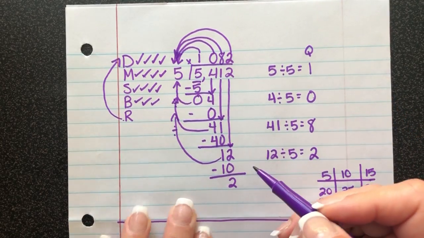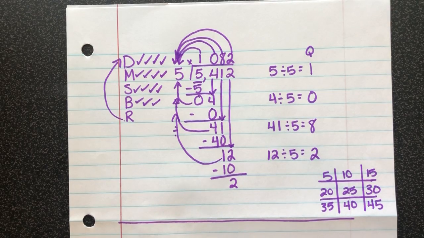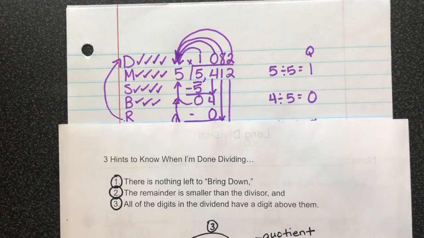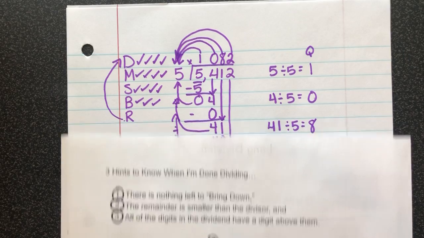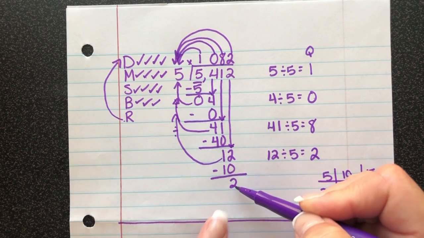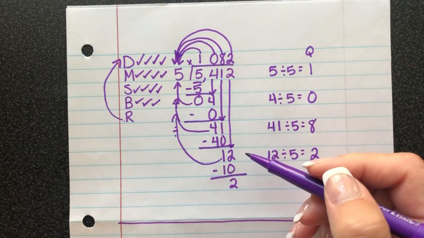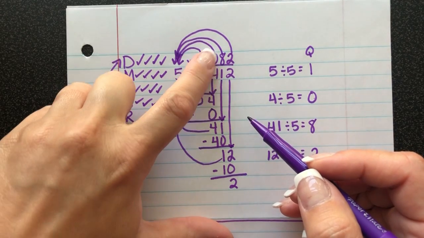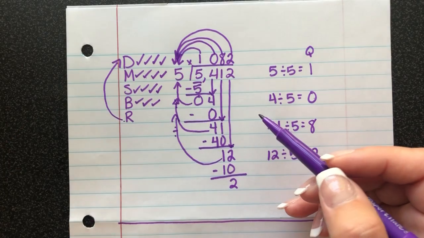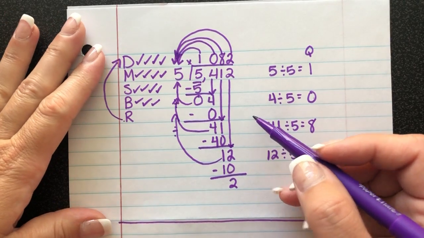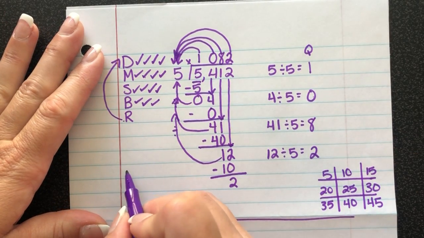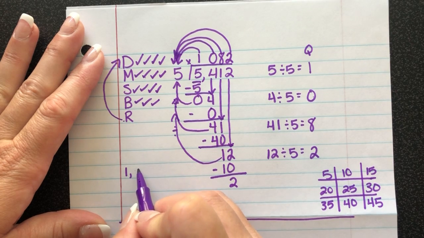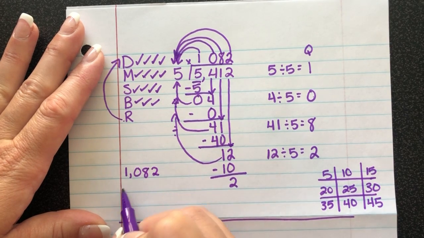So I've subtracted. Now I need to bring down. Well, there's nothing to bring down. That's clue 1. Clue 2, is the remainder smaller than the divisor? Yes, it is. 2 is smaller than 5. Okay, third clue, are all my digits covered? Yes, they are. Okay, so now I'm done dividing. I need to multiply my quotient of 1,082 times 5.